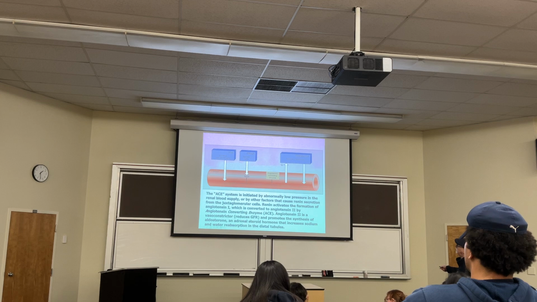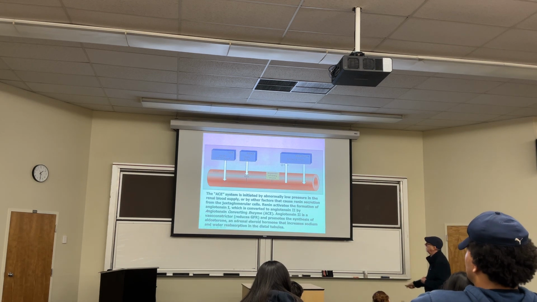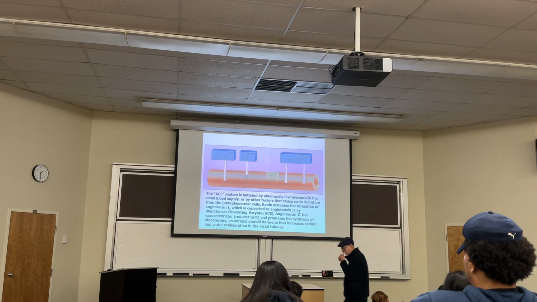But it's a several-step process. If our blood pressure goes low, we have a precursor protein that's already in the blood called angiotensinogen. And angiotensinogen is made by the liver. And so it's just like a lot of proteins. It's a protein, and it's there.